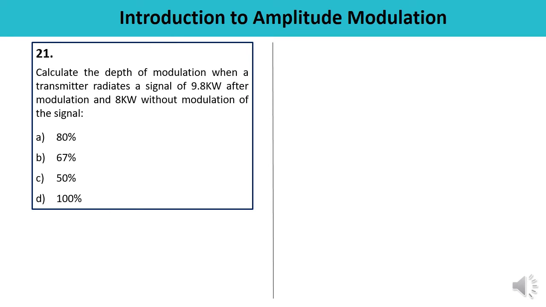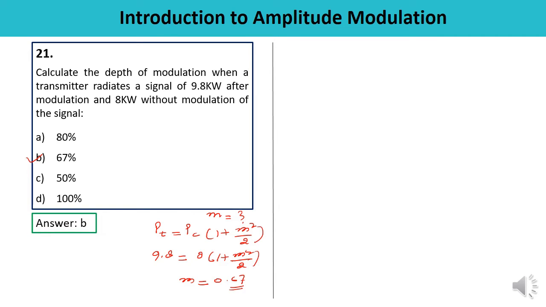Means you have to calculate the modulation index, this particular value. Formula, write down the formula. P total, PT, is equal to PC times (1 plus m squared upon 2). The value of PT is 9.8 kilowatt. The value of PC is 8 kilowatt. So from here you have to simplify m and you will be getting the value as 0.67, means 67%. So check, the answer is B. Correct one.